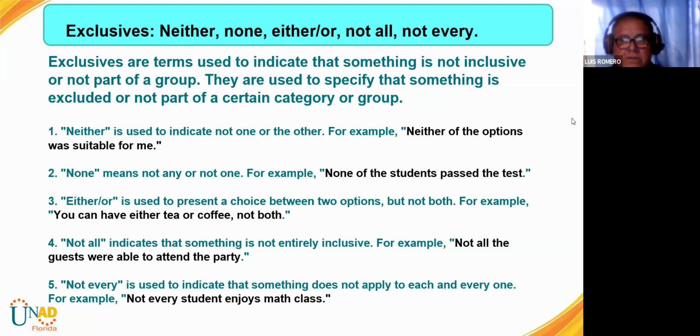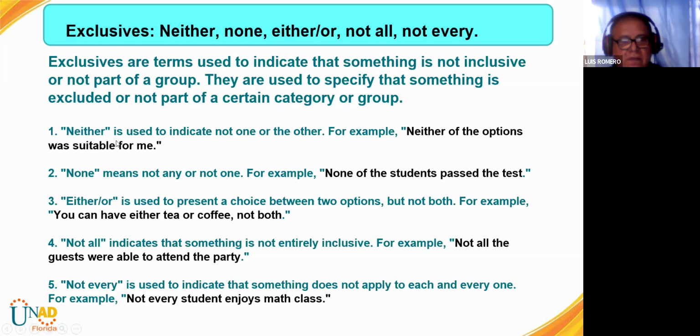A definition of it is the following. Exclusives are terms used to indicate that something is not inclusive, meaning it's the other way around, or not part of a group. And the exclusives are generally used to specify that something was excluded or it's not part of a specific group or category. Here you have some examples of what exclusives are.